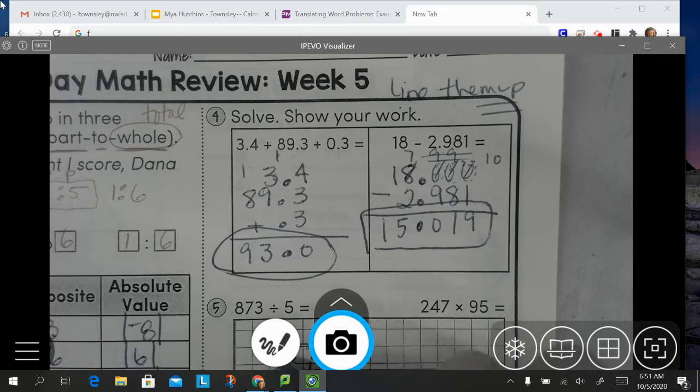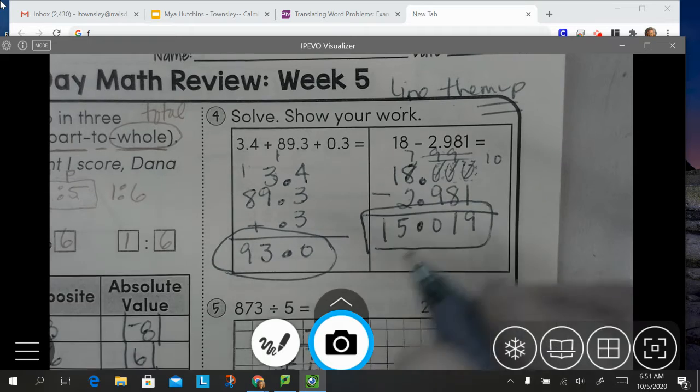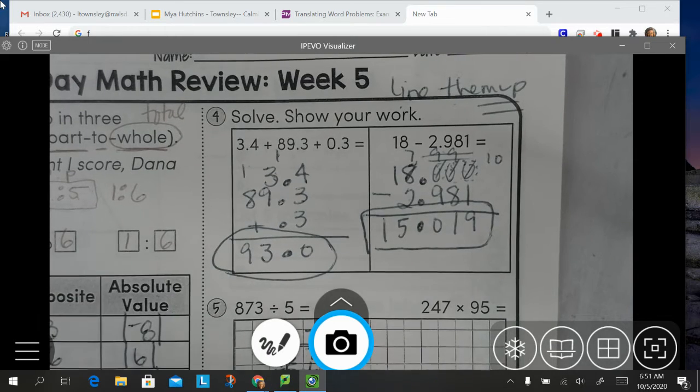Now think to yourself, 5 goes into 37 7 times, because 7 times 5 is 35. Subtract. 7 minus 5 is 2. Bring down your next number, which is 3. 5 goes into 23 4 times. 4 times 5 is 20. Subtract, and you end up with a 3.